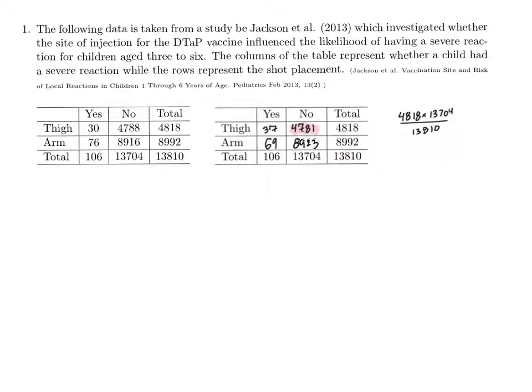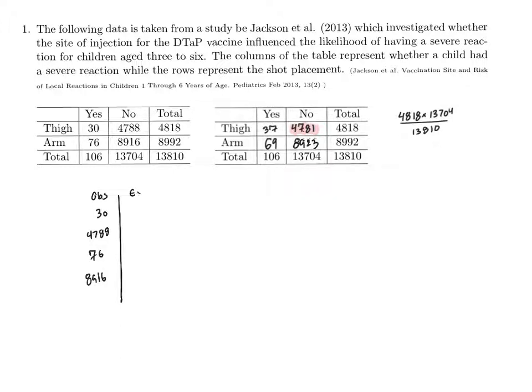Now, I'm going to go ahead and calculate chi-squared in the very beginning so that I can erase it and make my test a little neater. And anytime I calculate chi-squared, I start by listing out my observed. My observed in this case are 30, 4788, 76, and 8916. And once again, I like to walk across rows. I don't include my totals because those aren't things I've calculated.